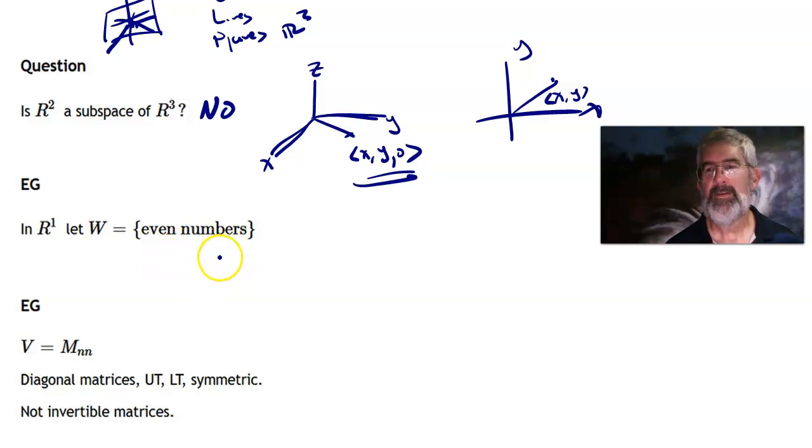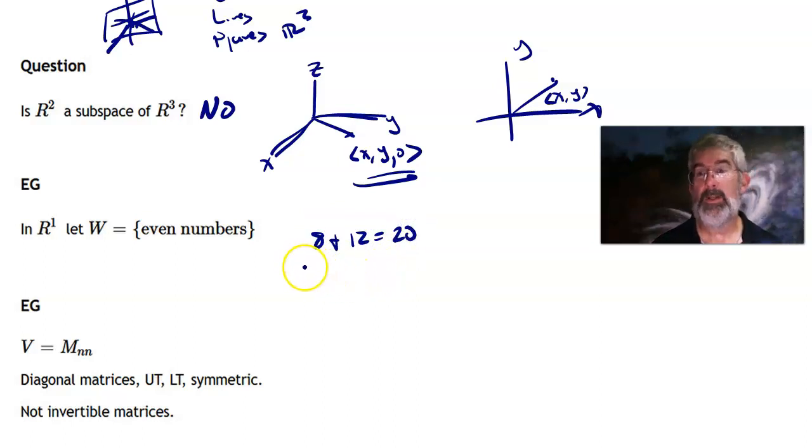is the set of even numbers a subspace? Well, certainly if you take 2 even numbers, so if you take 8 plus 12, they add up to an even number. So axiom 1 is true. That is, it is closed under vector addition. And if you take 2 evens, you get an even.